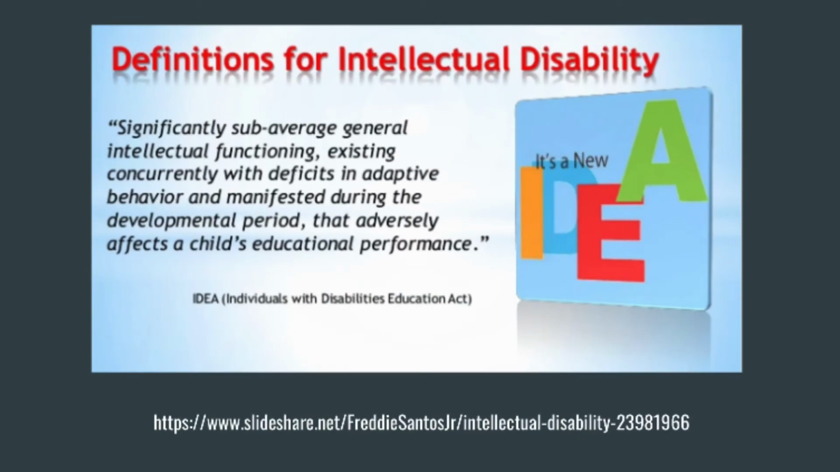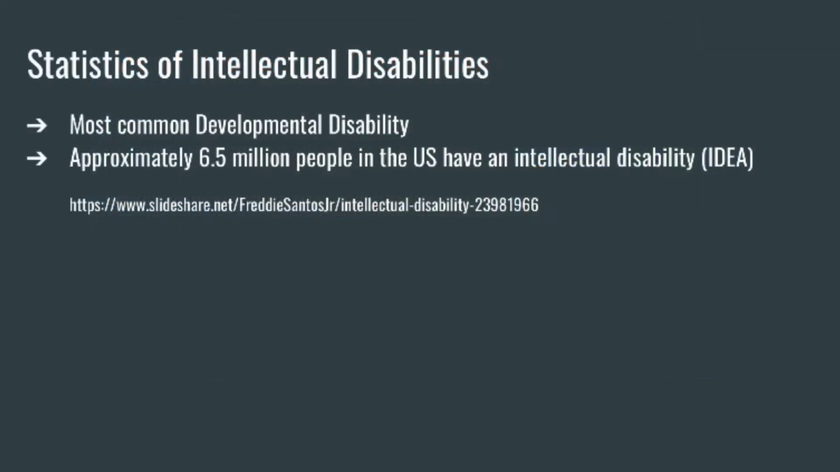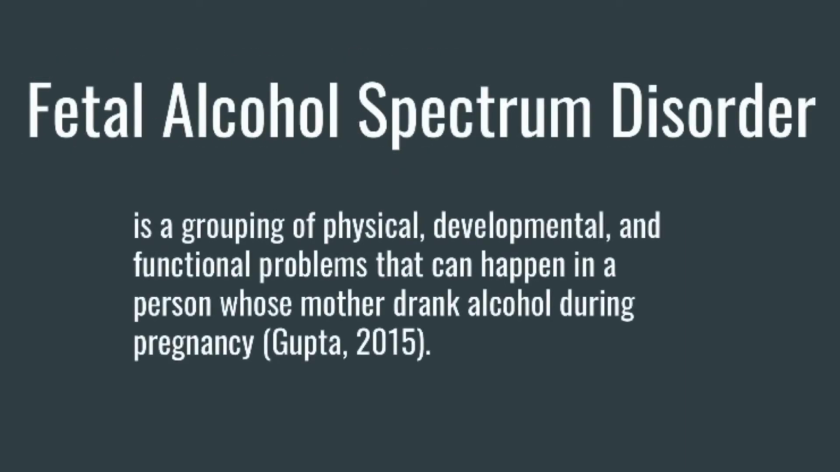So, a definition for intellectual disability is significantly sub-average general intellectual functioning, existing concurrently with deficits in adaptive behavior and manifested during the developmental period that adversely affects a child's educational performance. Some statistics of intellectual disabilities are that it is the most common developmental disability, and approximately 6.5 million people in the U.S. have an intellectual disability.